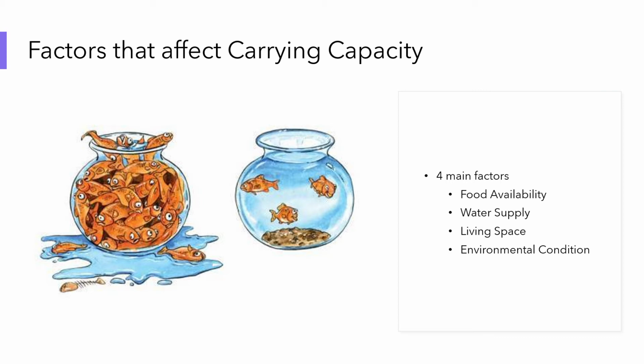they seem to have enough water, but they don't have enough space to live in, and it's going to kill off their population. Compared to the other group, the right side, they seem to have plenty of room. Okay, so factors that affect carrying capacity. Those are the four we're going to talk about.